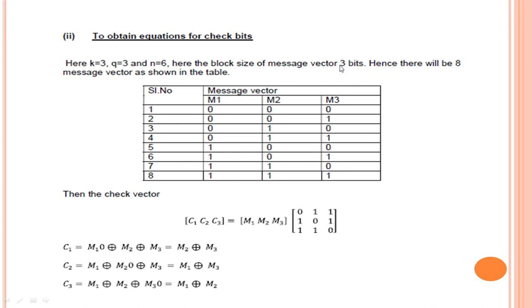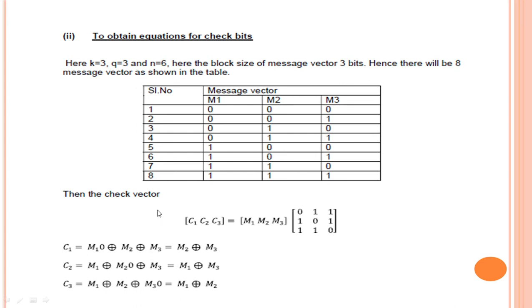So here the block size of the message vector is going to be 3 bits. Since it is 3 bits, 2 power k will give 8 message vectors, which have been represented in the table. The message vectors M1, M2, M3 represent the 8 message vectors. Using these message vectors, we are going to generate the check bits, which will give the total n size.